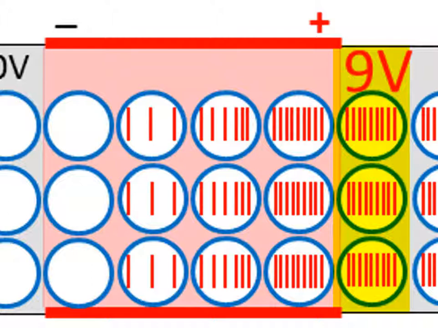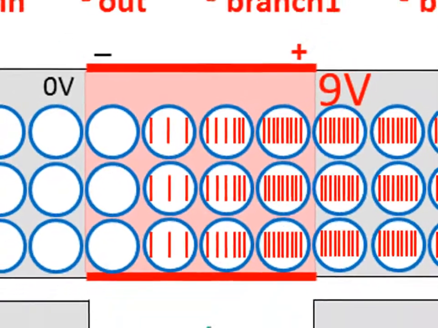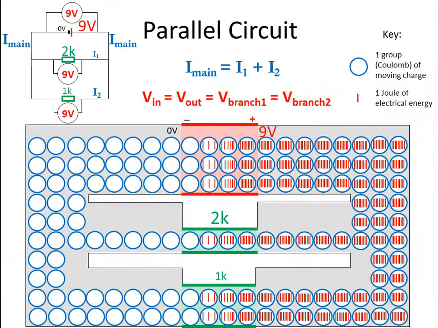Why does every coulomb have 9 joules of energy here? Because these coulombs have just come out of the battery, and that particular battery gave each coulomb 9 joules of energy as they move through the battery. Now, where can those joules of energy be lost out of the circuit? They can only exit the circuit as the coulombs move through a resistor.